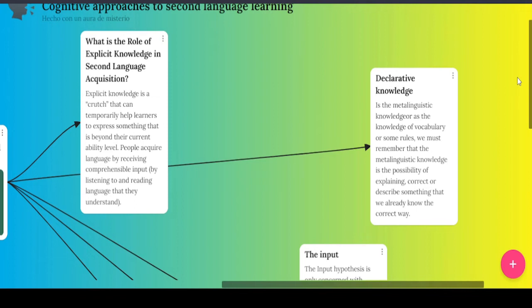First, we must understand that we as humans have two types of knowledge: the declarative knowledge and the procedural knowledge. First, the declarative knowledge is the language. In the language is the metalinguistic knowledge, or the knowledge of vocabulary or some rules. We must remember that the metalinguistic knowledge is the possibility of explaining, correcting, or describing something that we already know in the correct way. The procedural knowledge is the same as implicit knowledge. It's like the how to do something.